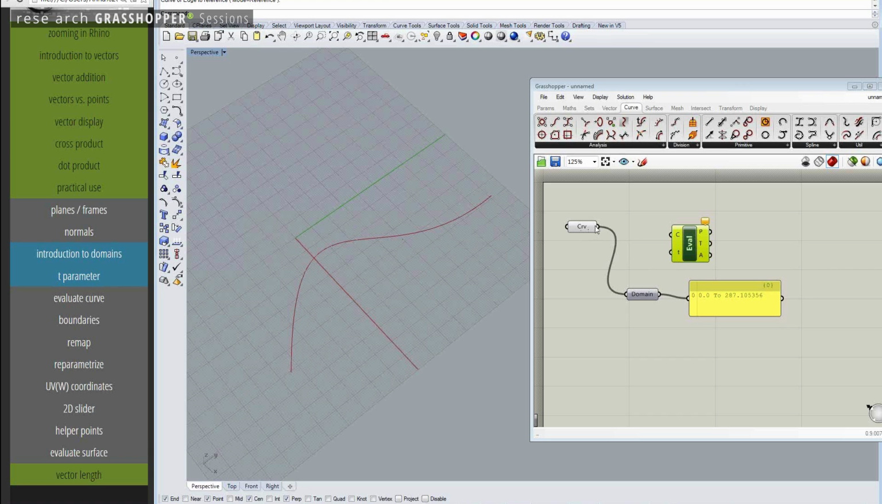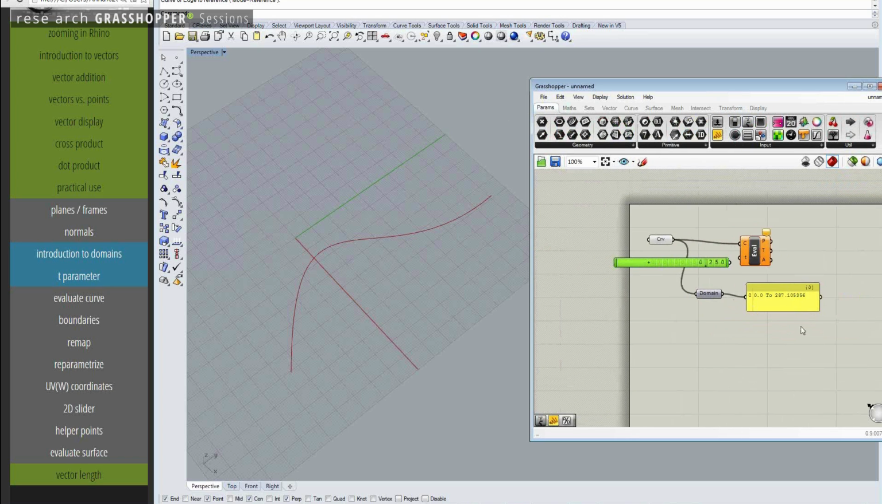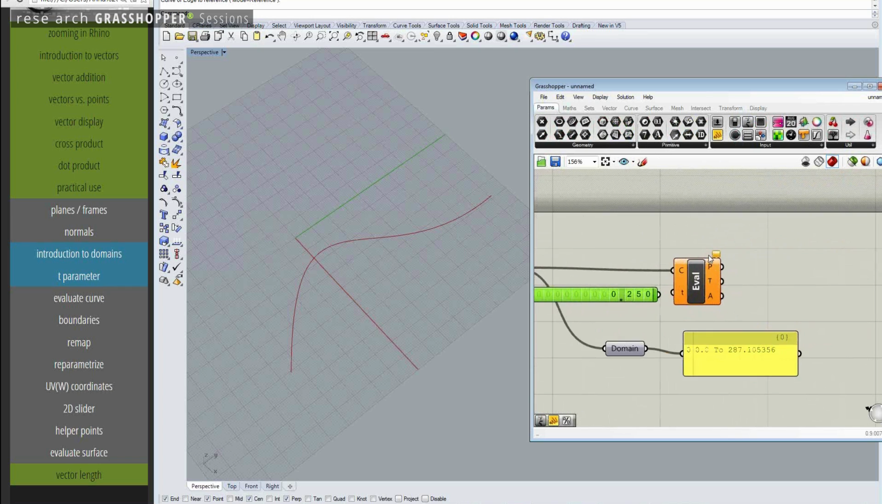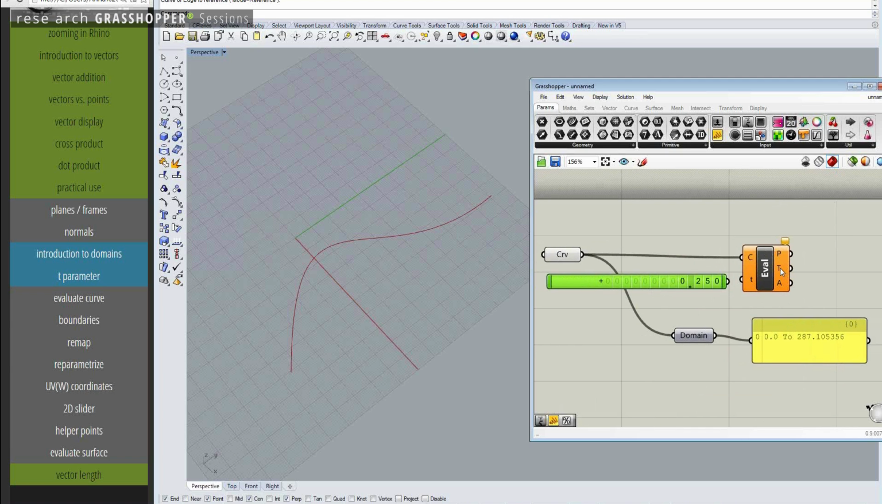So I'm plugging this one here, and I want to set a number that is going to be between 0 and 287, which is, I'm going to use again the scroller to set the number. And the output would be a point on the curve and two more outputs. We are going to discuss those just in a bit.